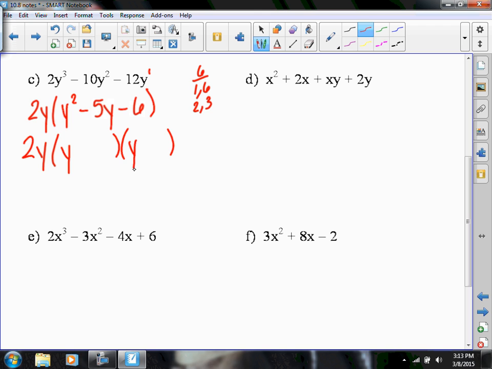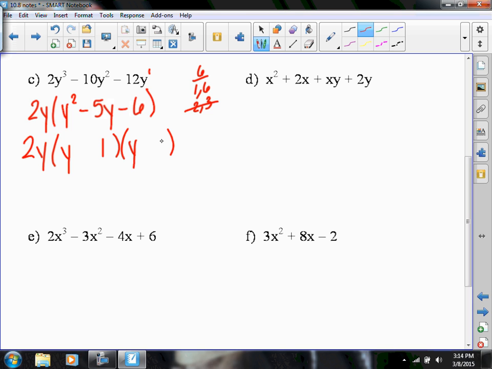So I need the y and the y. Now I need them to add to a negative 5 but multiply to a negative 6. So if I made the 2 and the 3 both negative, they would add to a negative 5, but if I multiplied them, they would multiply to a positive 6. So the 1 and the 6, if I made the 6 negative, negative 6 plus 1 would be negative 5. And negative 6 times 1 is negative 6.